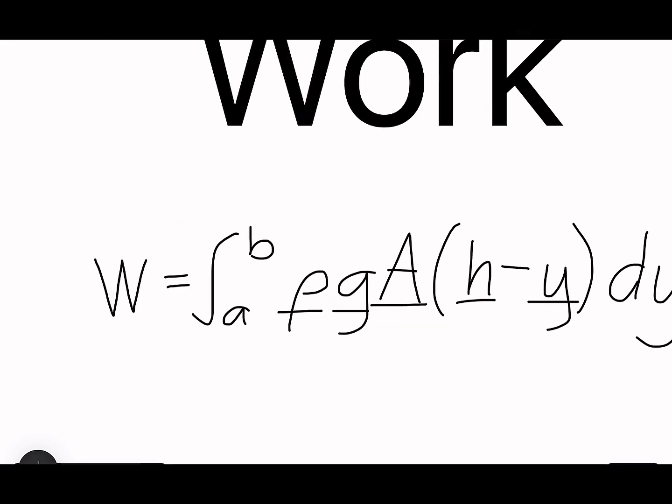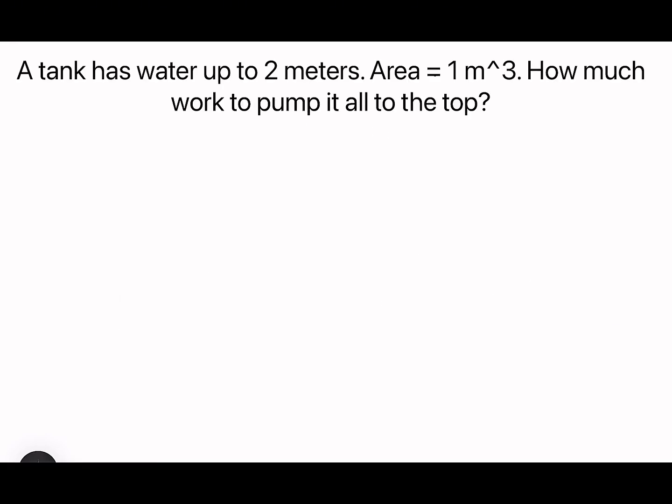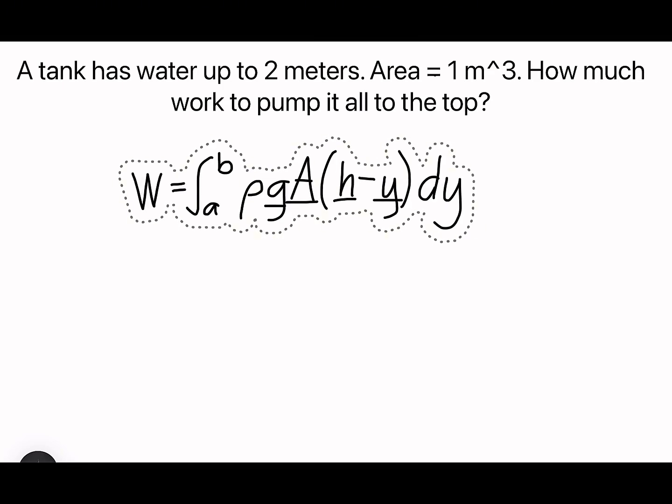Okay, so I already explained everything in the formula, so let's move to our last example. So here's our example. A tank has water up to 2 meters. Area is equal to 1 square meter. How much work to pump it all to the top? So first we need to write our formula. So here is our formula.